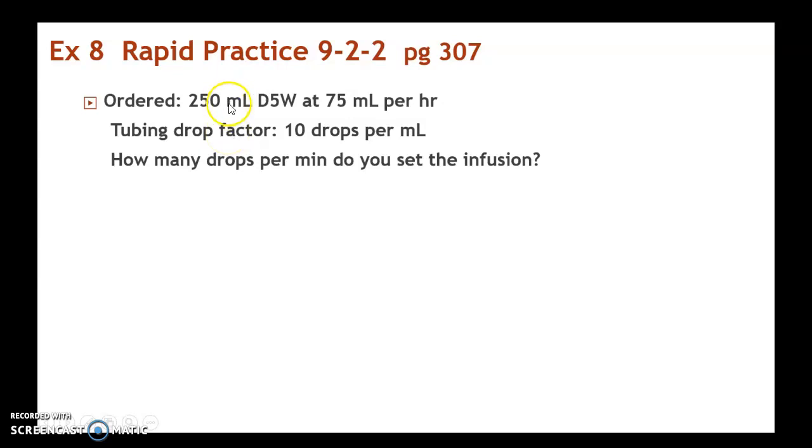We have an order for 250 milliliters of D5W at 75 milliliters per hour. Tubing drop factor says there's 10 drops per 1 mL. And we need to figure out how many drops per minute we will set for the infusion. So, desired answer, drops per minute.